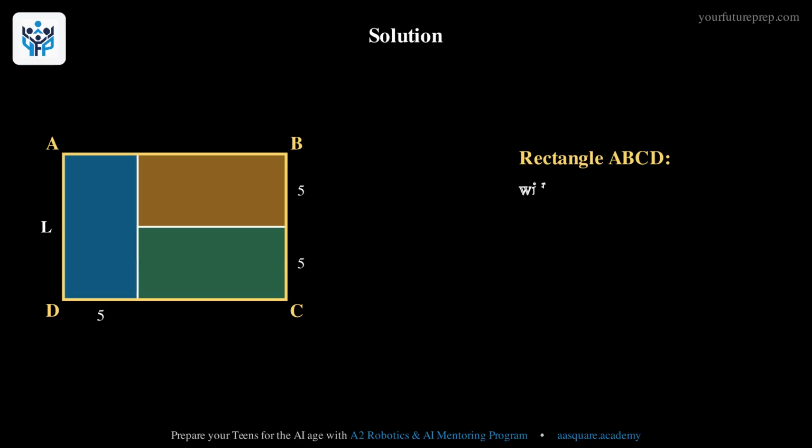Now the big rectangle. Its width is the left rectangle's 5 feet plus the right column's 10 feet, giving 15 feet. Its height is 10 feet. So the area is 15 times 10, which is 150 square feet. The answer is 150.